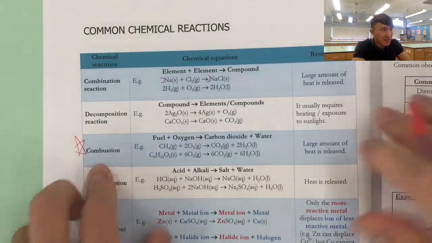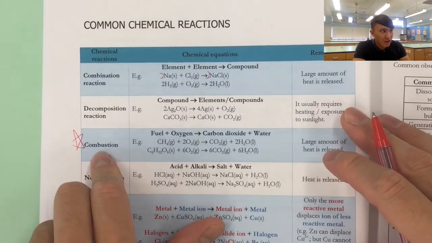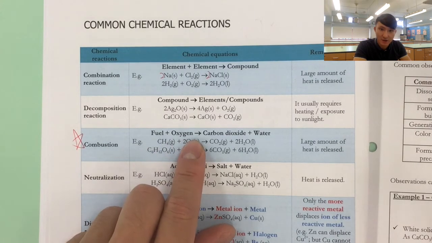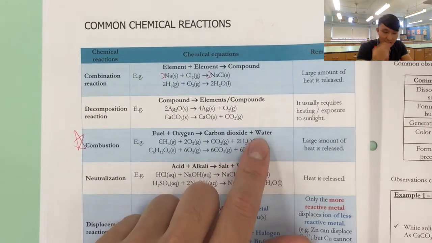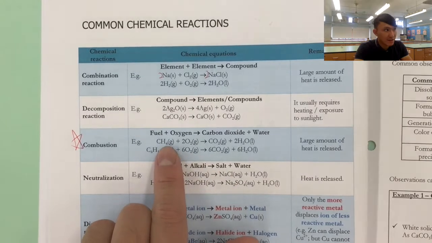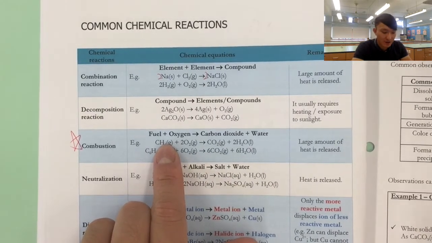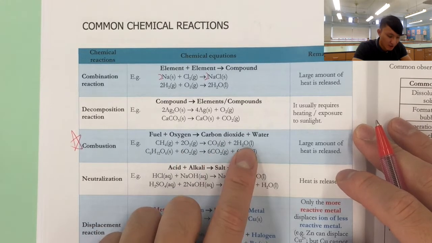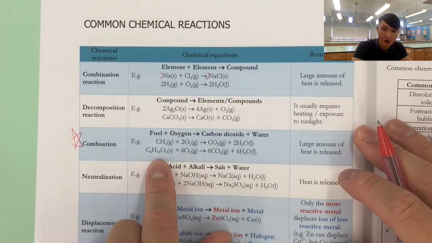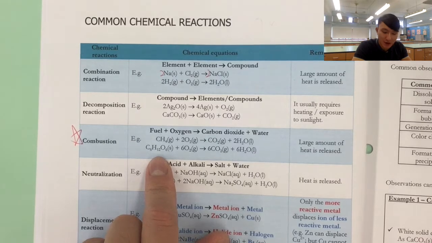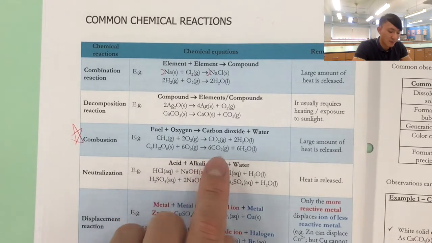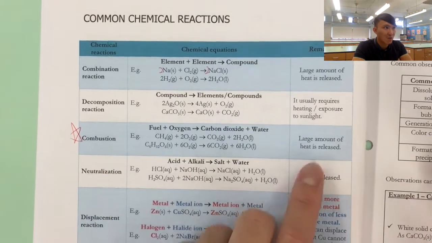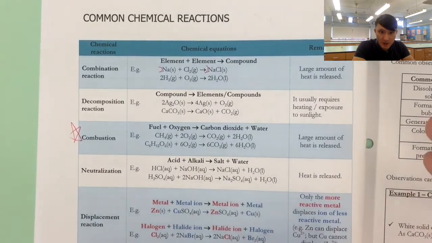Okay? Now, the third one, combustion. This is important. So for combustion reaction, we have generally a fuel reacts with oxygen to form carbon dioxide and water. Example would be methane. Methane is a flammable gas found in the town gas. It reacts with oxygen to form carbon dioxide and water. This one is glucose, okay, a type of sugar. When it reacts with oxygen, it forms carbon dioxide and water. So these combustion reactions release large amount of heat.